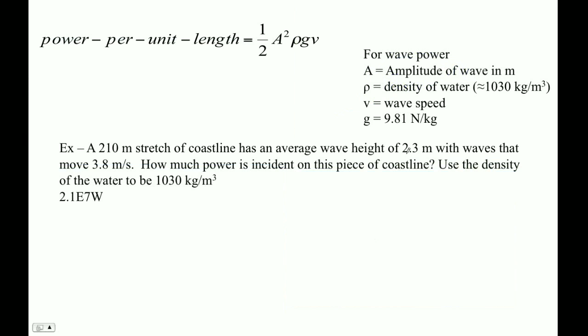Here's the formula, and notice that they give it to you as power per unit length. Notice that A on the last formula was area. Here it's the amplitude. It's just how high the wave is in meters, right? So if you've got a wave, the amplitude is this distance here, the distance above. I think what this works out to be is the potential energy of this mass of water raised up above.